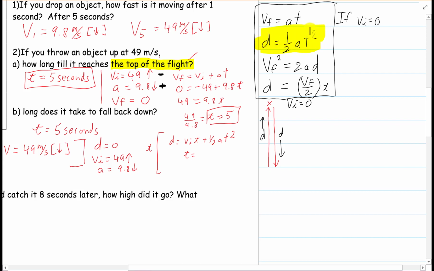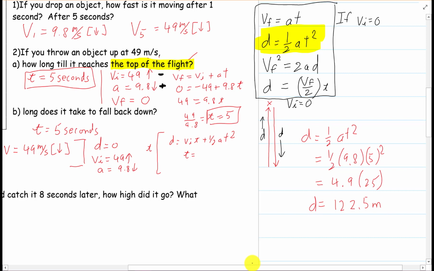How far does it fall after 5 seconds? Because we know it takes 5 seconds to come back down. So D equals 1 half AT squared. D equals 1 half times 9.8 times 5 squared. This is going to be 4.9 times 25, and that equals 122.5 meters. Just showing how we could do it, and this is only taking the second part of the flight.